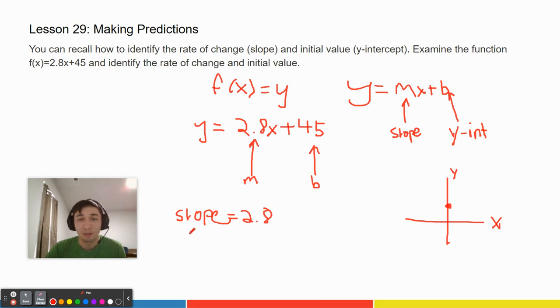So our b, our y-intercept, we call that one 45. And that's how you can identify the rate of change and initial value given a function like this, a line.